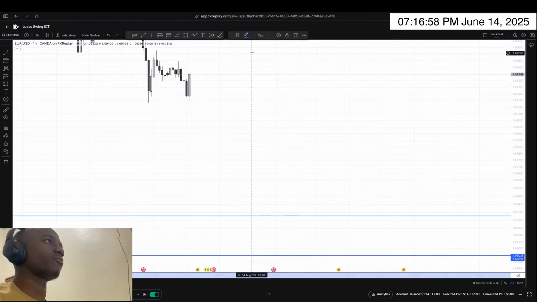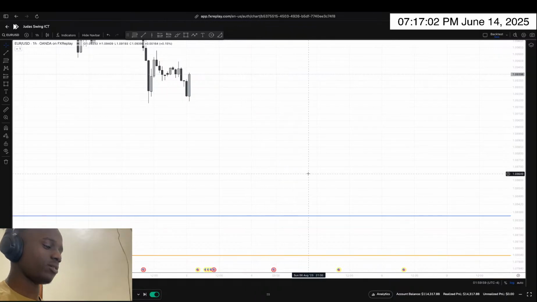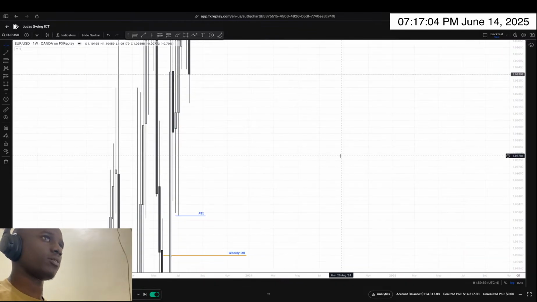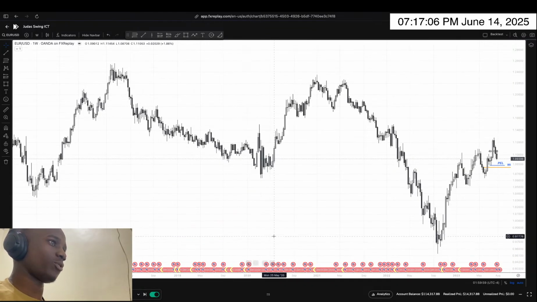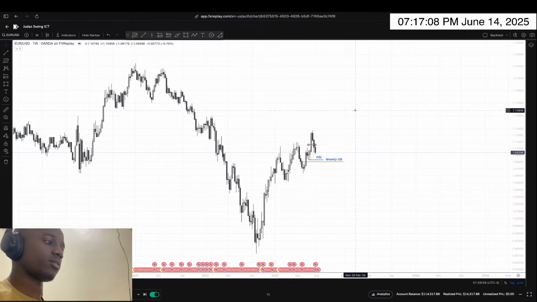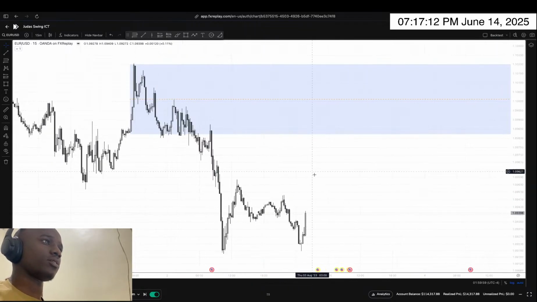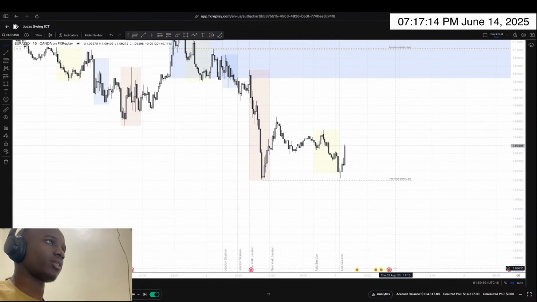This is the order block from, I think I should make it like this. This is the weekly order block here. You can see that it's the order block from weekly. Yeah. And let's go back now and go to 15. Okay, good. 15, that is looking quite clean.